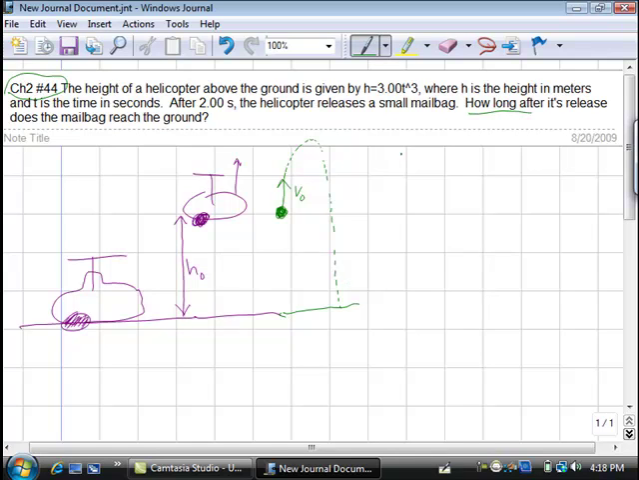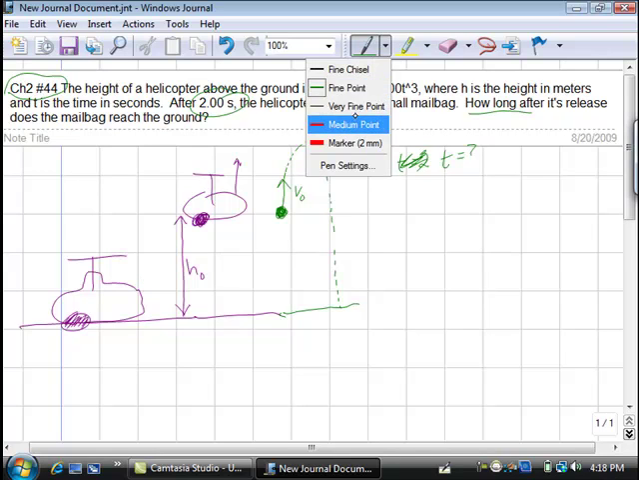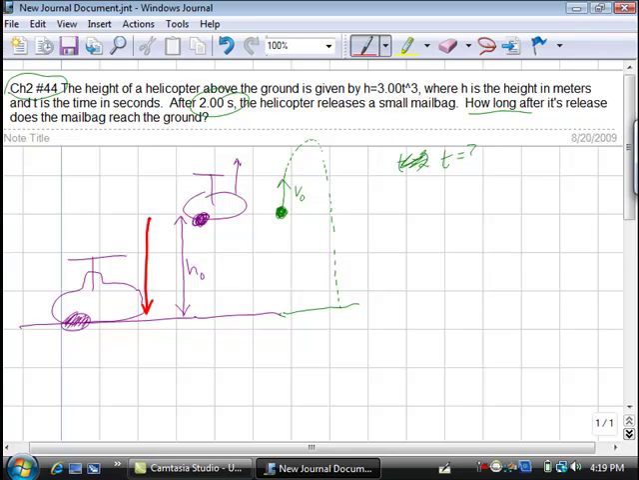So what the question is asking is, how long to reach the ground? So it's asking for t. It's asking for time. And notice, you can see I just made a mistake there. I wrote down 2 seconds, but t is not 2 seconds. This time, to get from here to here, let's put this in red. The time from here to here is 2 seconds. That's not the same as this time, okay?